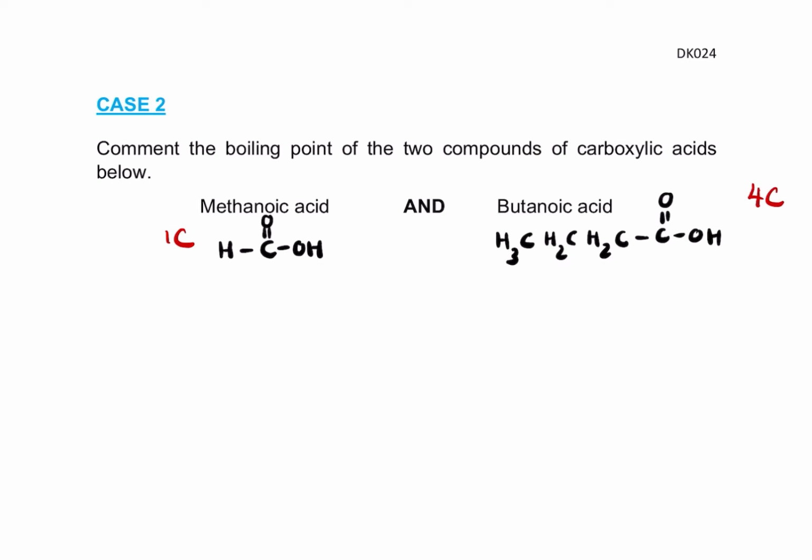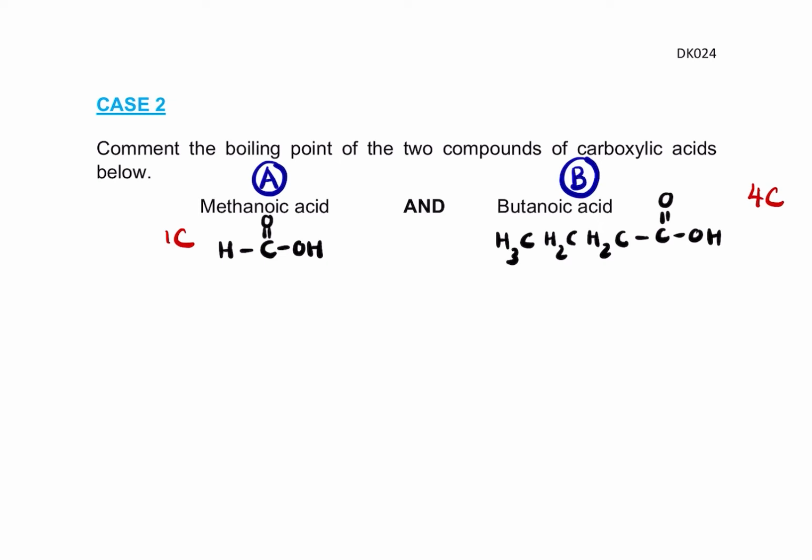The next step, don't forget to label. I'm going to label this one as unknown A, butanoic acid as unknown B, so that it's much easier for me to explain in bullet points. So how do I want to comment on the boiling point between A and B?